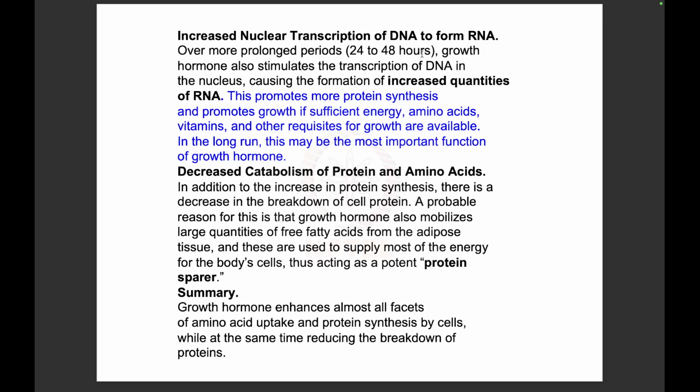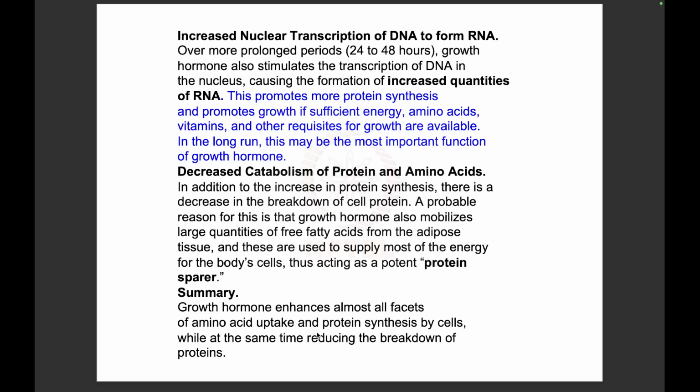Over more prolonged periods, growth hormone also stimulates the transcription of DNA in the nucleus, causing the formation of increased quantities of RNA. This promotes more protein synthesis and promotes growth if sufficient energy, amino acids, vitamins, and other requisites for growth are available. In the long run, this may be the most important function of growth hormone. There is also decreased catabolism of protein and amino acids in order to make a stock of the protein.